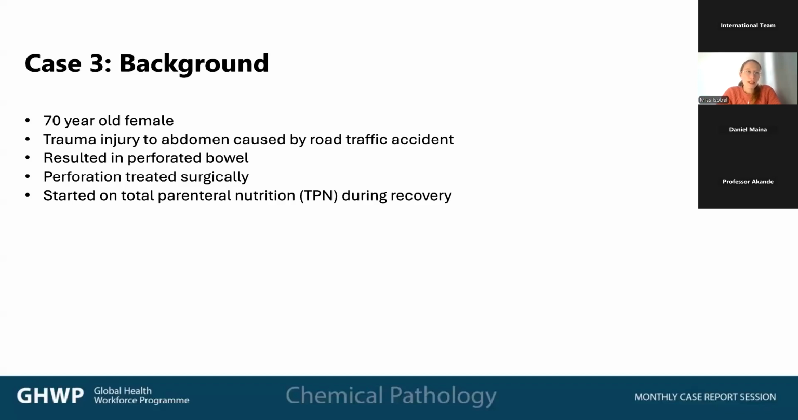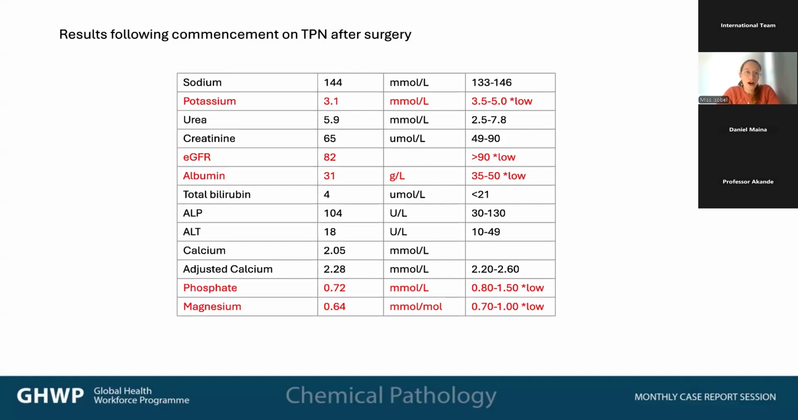So this is a 70-year-old female patient. She presented to hospital because she had a trauma injury to the abdomen caused by a road traffic accident, and this resulted in a perforated bowel. She was in hospital for a good few months after this, and the perforation was treated surgically. And she was started on total parenteral nutrition during her recovery. So these results are after she started on total parenteral nutrition, shortly after she started.